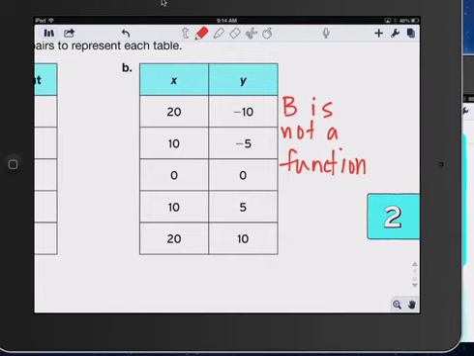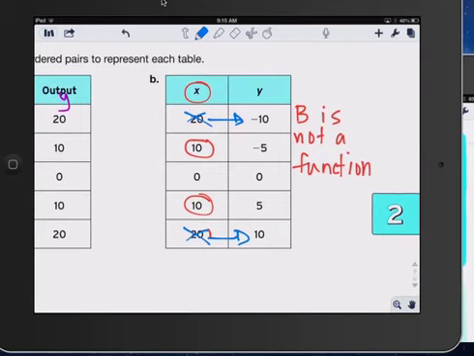Why? Because there's 2 10s on the inputs, right? And what else? 2 20s. Because in this case, the 10 came out to be 10, and 20 became negative 10 and 10. It doesn't make sense, right? If you input 20, you should have only one answer to that. Do you guys understand why it's not a function? Yes, now I get it. Okay? Thank you, Sasha.